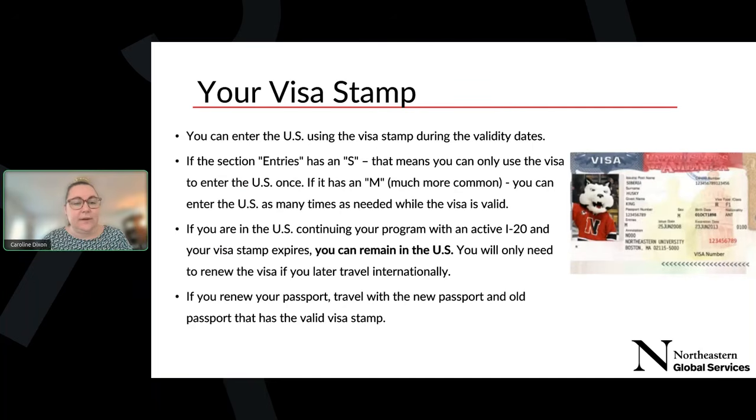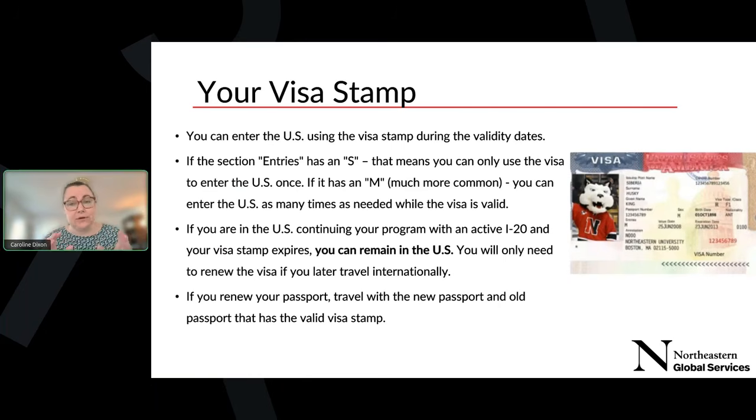If you are in the US continuing your program with an active I-20 and your visa stamp expires, you can remain in the US. You will only need to renew your visa if you travel internationally later. If you renew your passport, just travel with the new passport and the old passport that has the valid visa stamp. So as I mentioned, many of you will get an F-1 visa that has multiple entries and that's valid for 5 years, and you just keep using the same F-1 visa for many years to come.